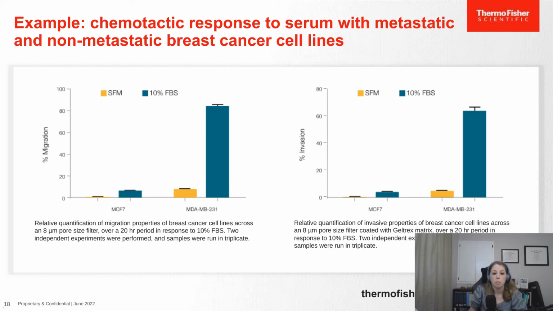So now that we understand the basics of modeling cancer cell endothelial cell interactions and invasion and metastasis in the lab, let's take a look at a more complex example.